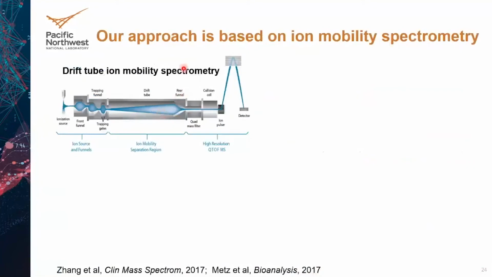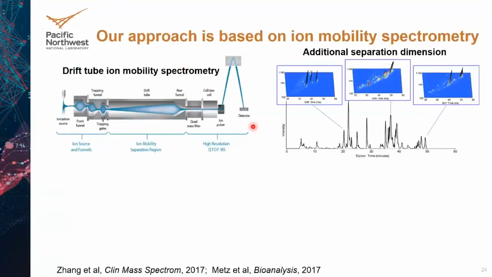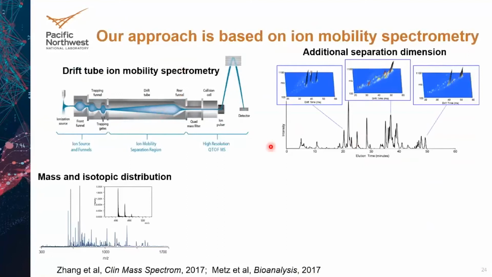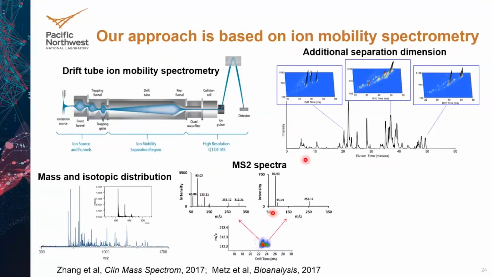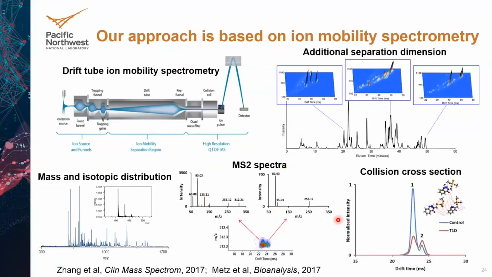I'll just mention that our approach is based on ion mobility spectrometry. Ion mobility has a lot of nice features, I think. It provides an additional dimension of separation, so that increases the coverage of the metabolome by sort of inline fractionation, and increases the dynamic range of the measurement. It's hooked up to a mass spectrometer, so of course you get mass and isotopic distribution information. You can also generate tandem mass spectra as you normally would. But importantly, you can measure a physical-chemical property of a molecule called collision cross-section, and I'll talk a little bit more about that in the next slide.